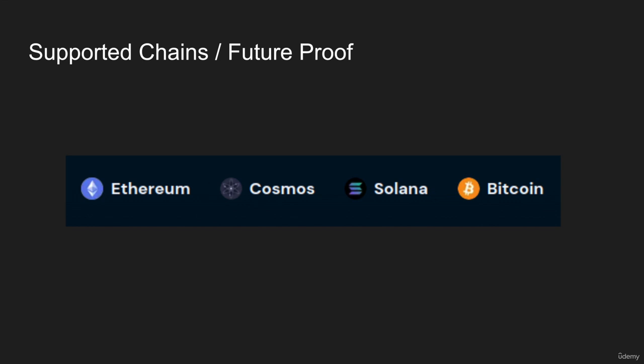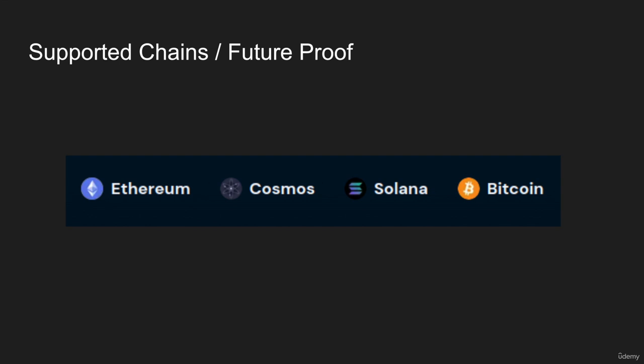All we care about is the signature algorithm, which we'll get into in the later slides. But I just want to make that distinction that we support these 4 major ecosystems, and then all chains within those ecosystems are technically supported because all we care about is the signature algorithm.